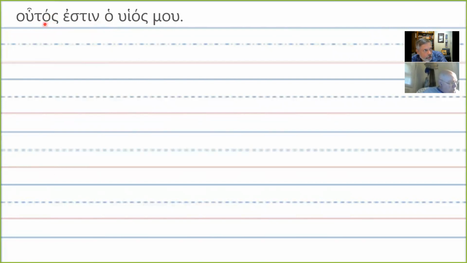The demonstrative houtos is in the nominative case, so it would function as a subject. Ho huios, both in the nominative, the son, would function as a subject. And then I have this stative verb estin, which we've already said is.